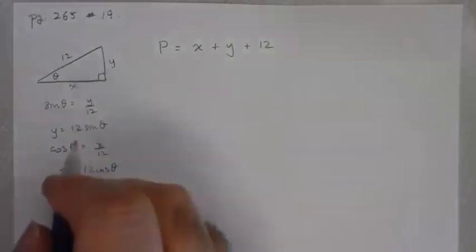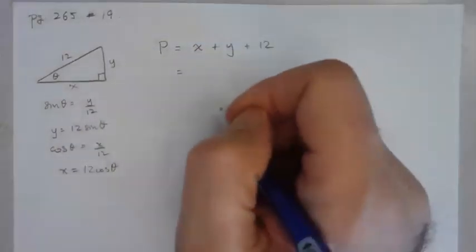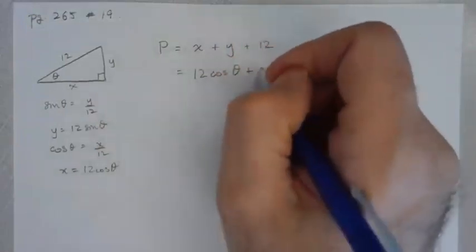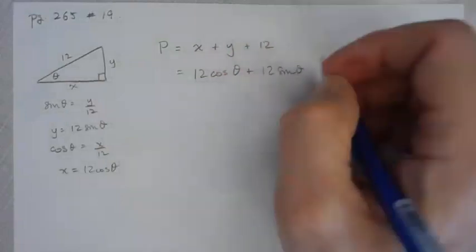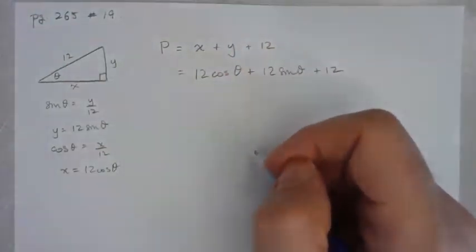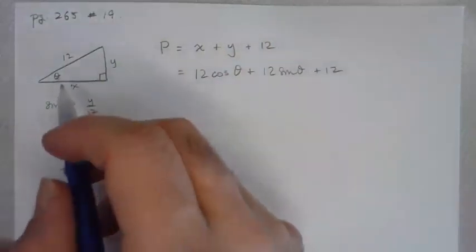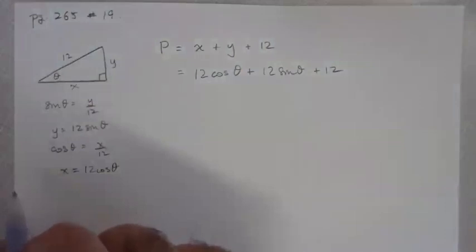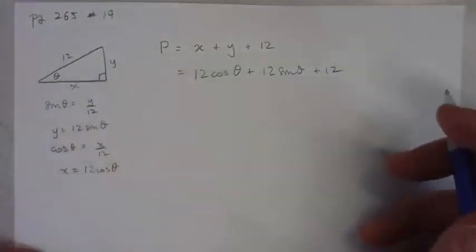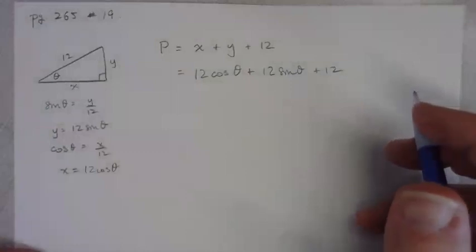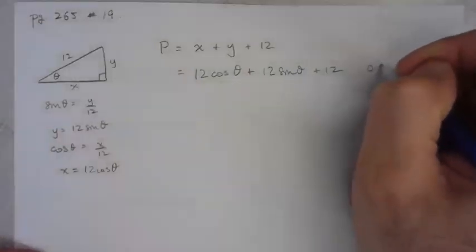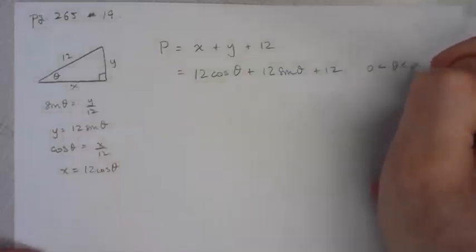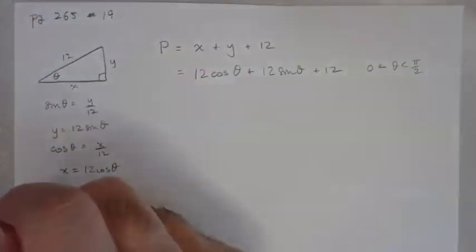All right. So now let's just input this back into our equation. So we've got 12 cos theta plus 12 sine theta plus 12. And since theta has to live inside a right angle triangle, we know it's got to be between 0 and pi over 2, not including those two. Okay, so theta between 0 and pi over 2.